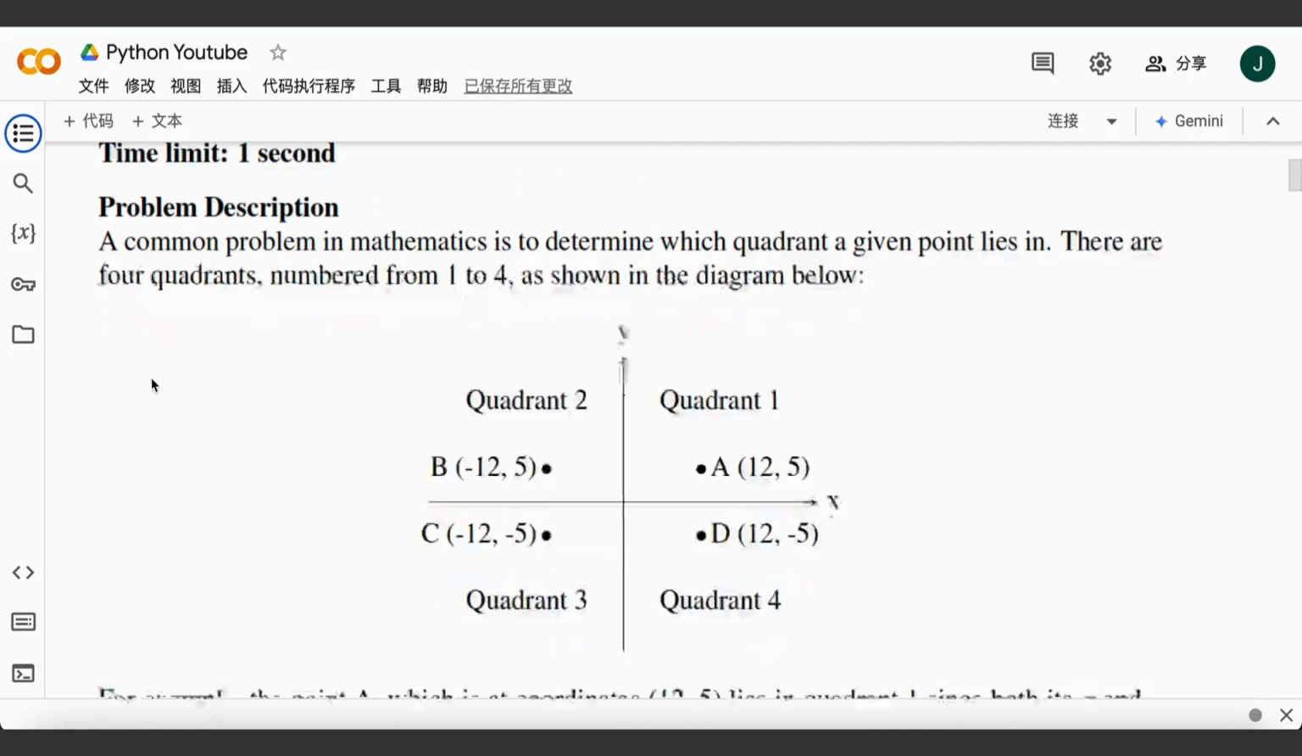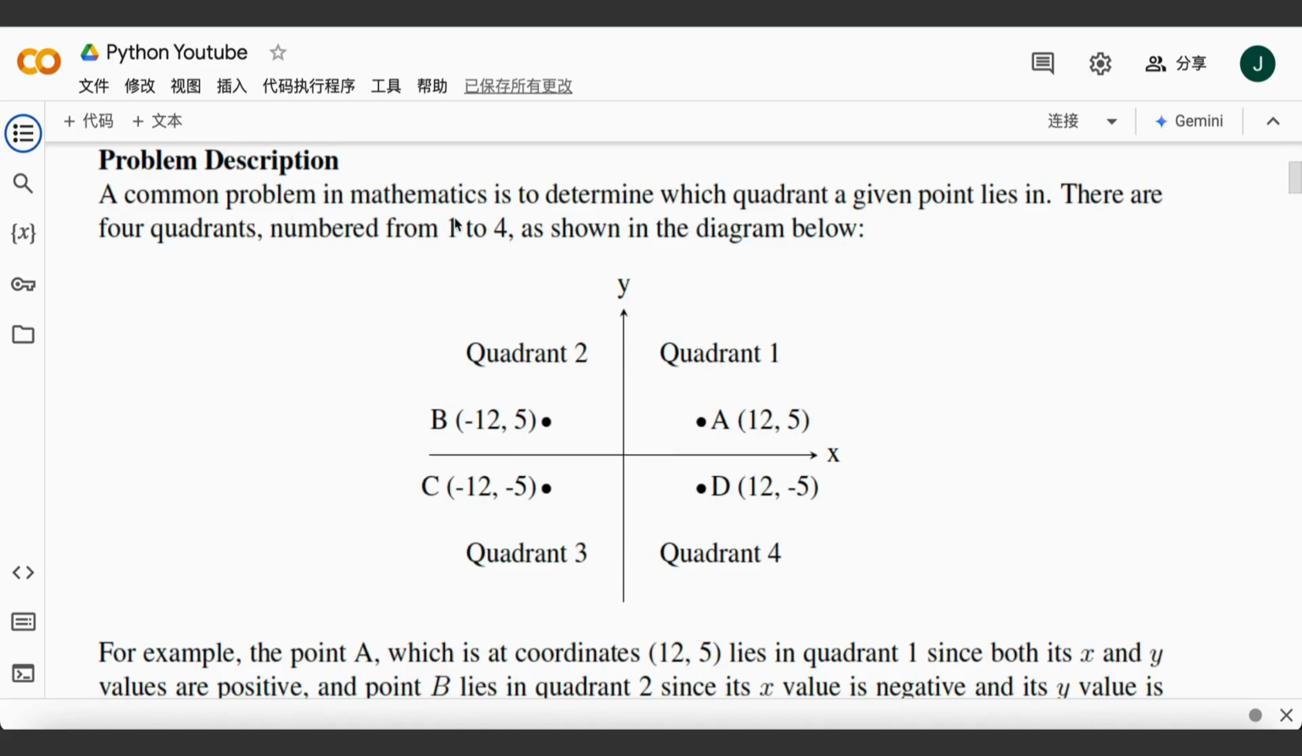Okay. So, problem description. A common problem in mathematics is to determine which quadrant a given point lies in. There are 4 quadrants numbered from 1 to 4 as shown in the diagram below. So it's a really basic mathematical problem, right? We've got quadrant 1 with 2 positive numbers, such as A here, with 12 and 5. Quadrant 2, we've got the B point here, such as minus 12 and 5. So quadrant 3 here for C and quadrant 4 here for D.